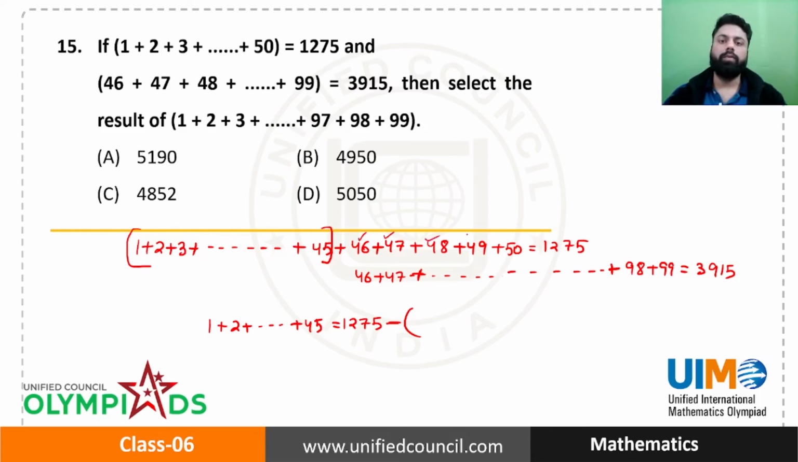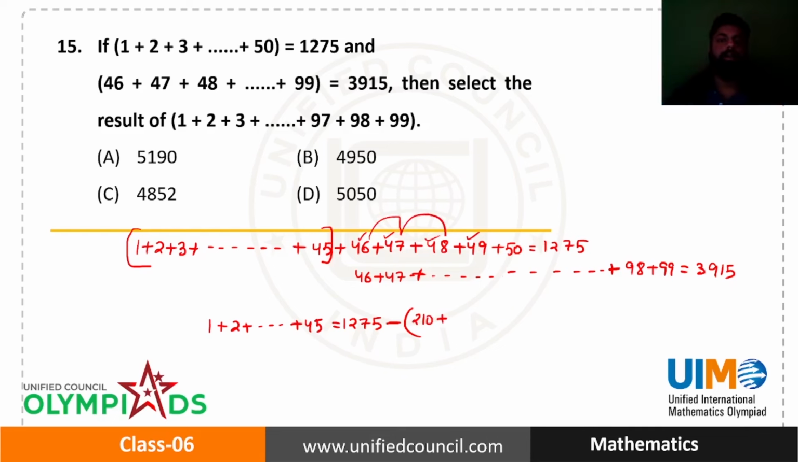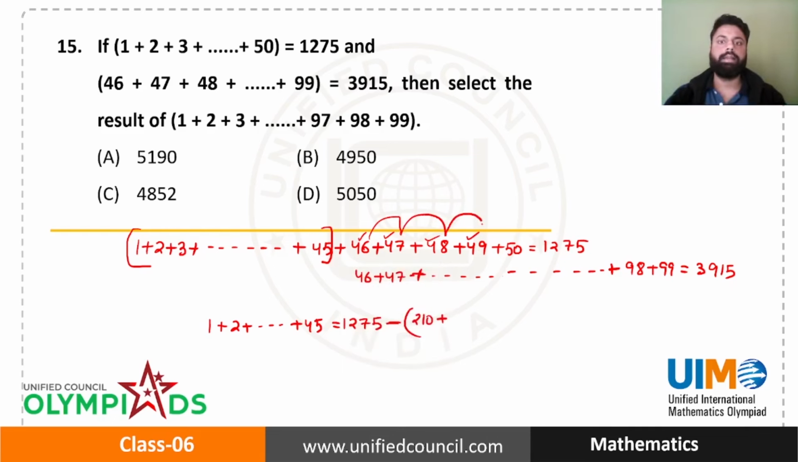So 46 plus 47 plus 48 plus 49 plus 50 is 240. We'll subtract 240. So this is equal to 1035. 1035 is going to be the value that we get. Now this value is given from 46 to 99.